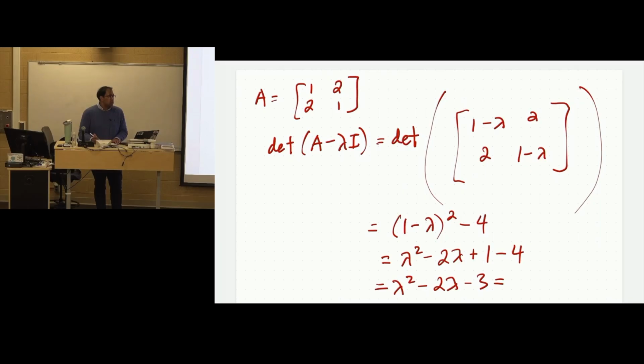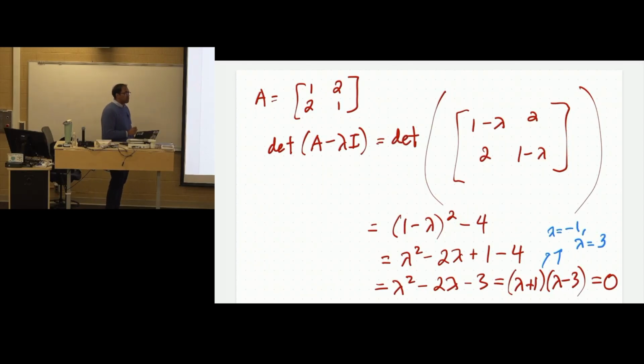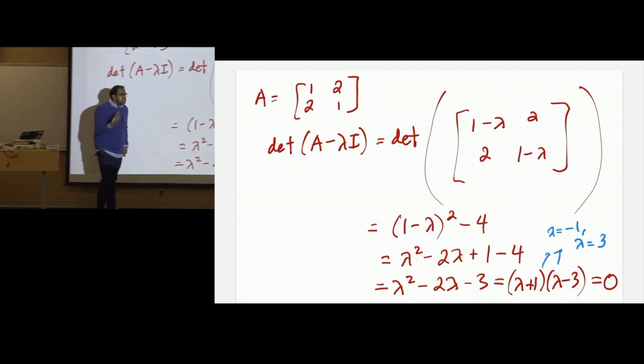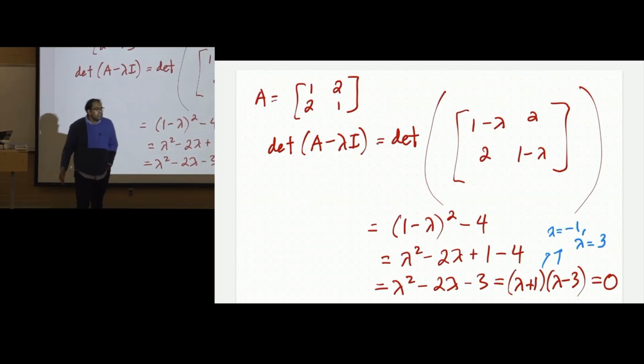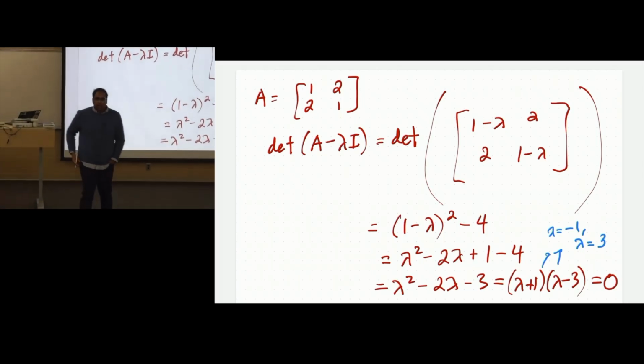Well, you could use the quadratic formula, but usually in by-hand examples, we'll try and make them factorable. And this to me looks like plus 1 minus 3. So when I set this to 0, I can just read off the lambdas. Lambda equals minus 1, lambda equals 3. Okay? And this characteristic polynomial gives us insight into how many eigenvalues a matrix could have.